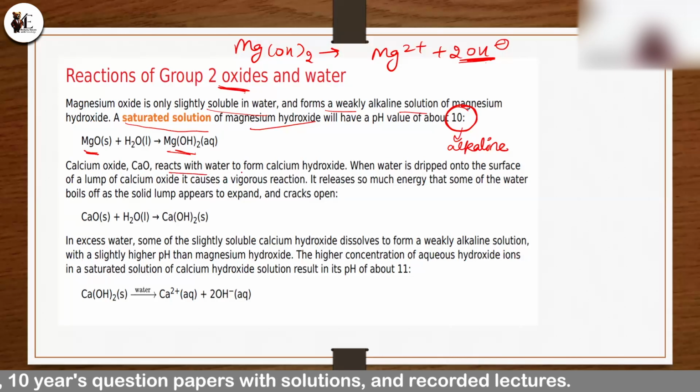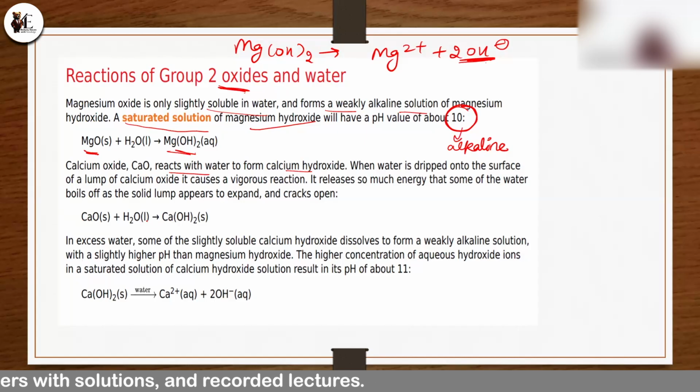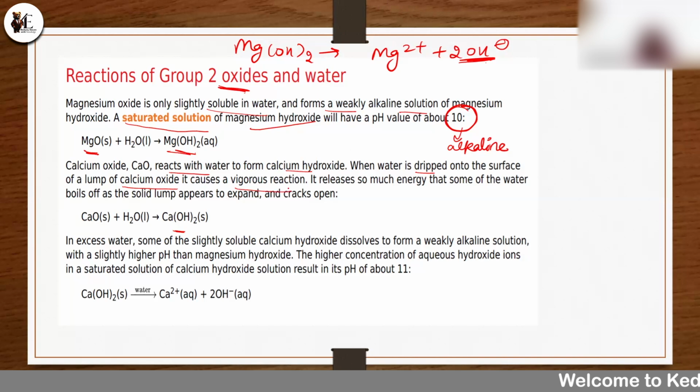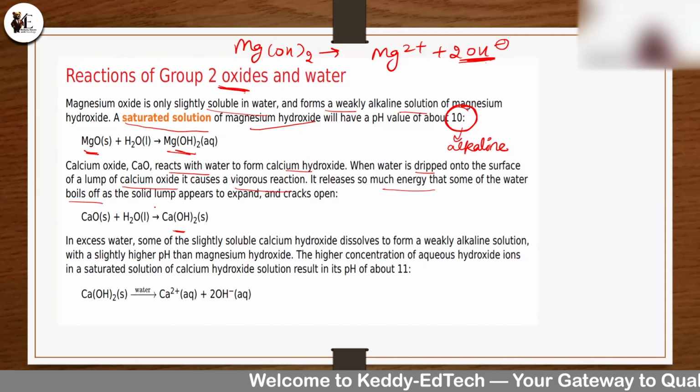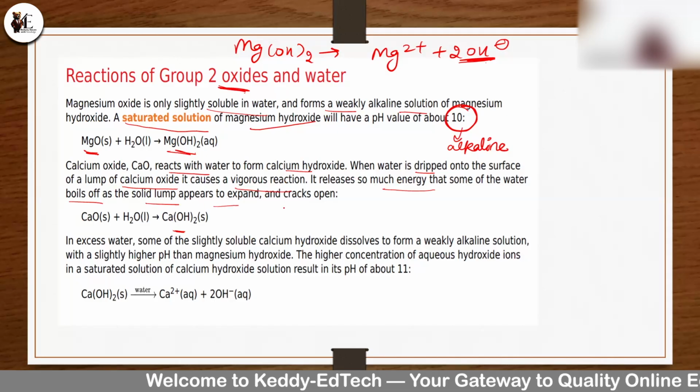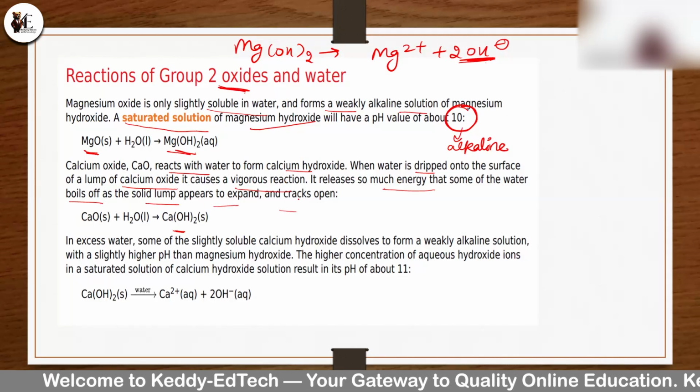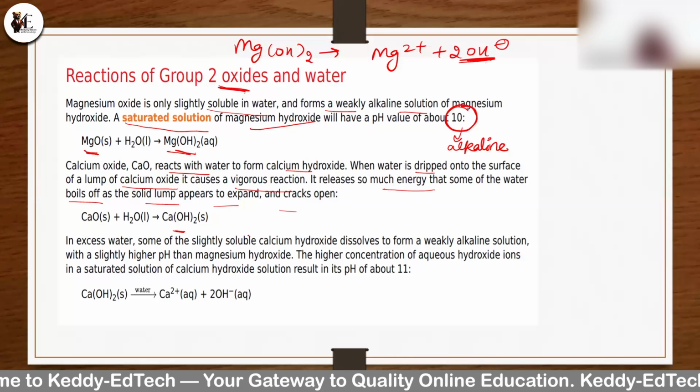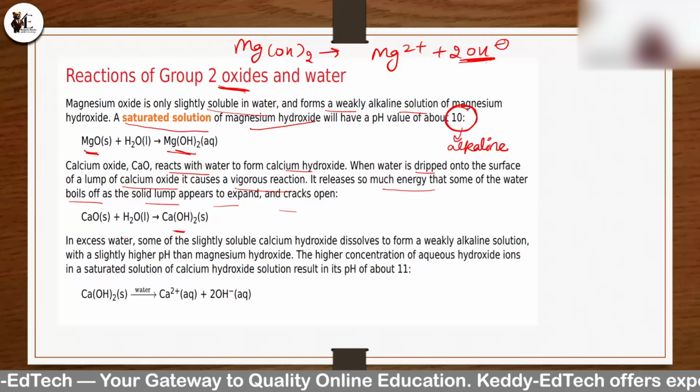Calcium oxide reacts with water to form calcium hydroxide. So the reaction is the same. When water is dripped onto the surface of a lump of calcium oxide, it causes a vigorous reaction. The reaction is vigorous here. It releases so much energy that some of the water boils off as the solid lump appears to expand and cracks open. It will break. The reaction releases a large amount of energy.